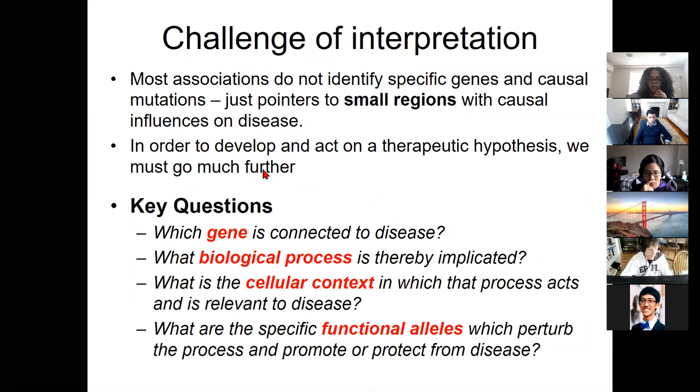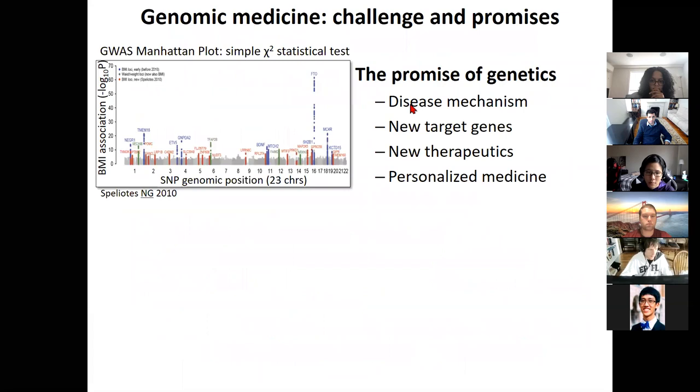We have to figure out what gene is connected to the disease, what biological processes are implicated, what is the cellular context in which it acts, and what are the functional alleles that perturb that process and promote or protect from the disease. The promise of genetics has been that by carrying out these Manhattan plots, that basically doing these genome-wide association studies, we would find genes. And that is not exactly the case. We found genetic loci, but to find the actual genes is harder.